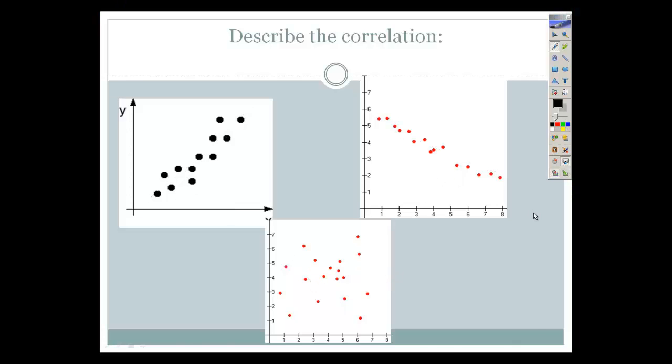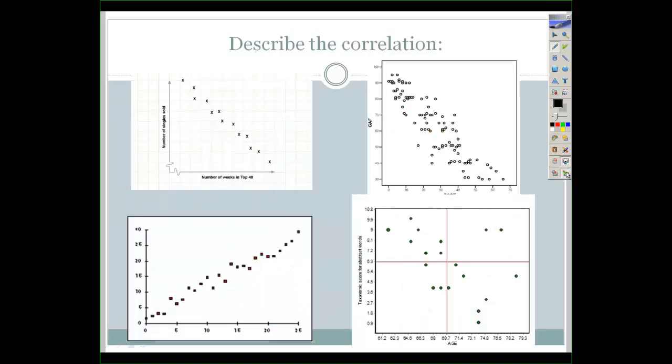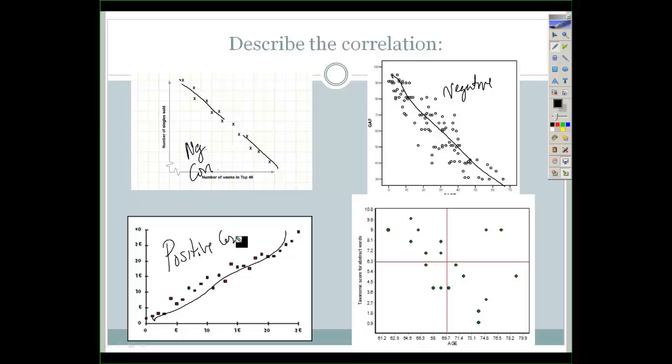So let's look at a few more. As you can see, on the top left-hand corner, we're starting at the top, and we're going down as the graph goes across. So we're going to say the same, negative correlation. And let's look at the top right-hand corner. Once again, we're starting at a higher point and we're going down from left to right. So we're going to call it a negative correlation. In the bottom left-hand corner, we have a graph that starts low, and as we go from left to right, it kind of increases or gets bigger.